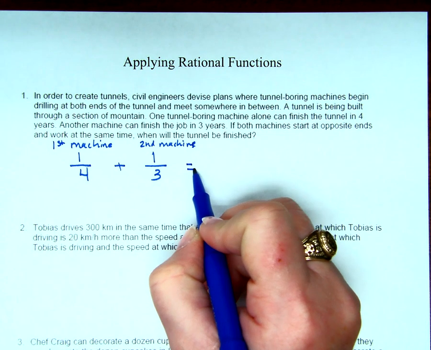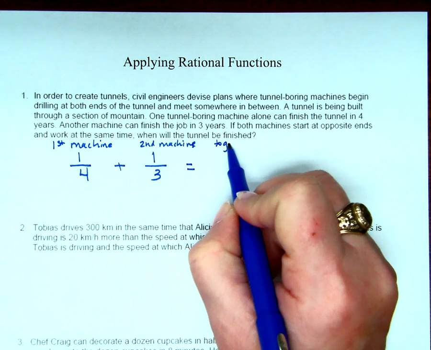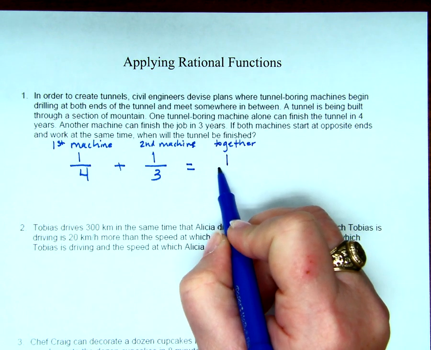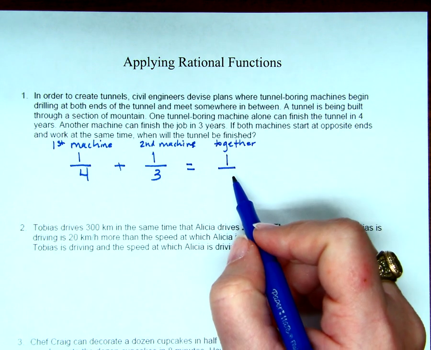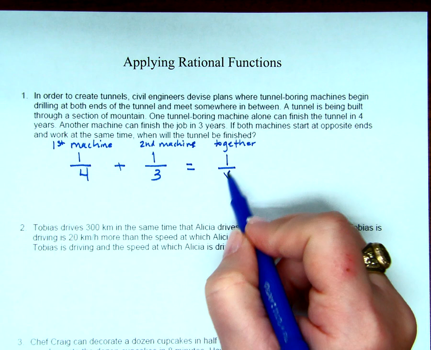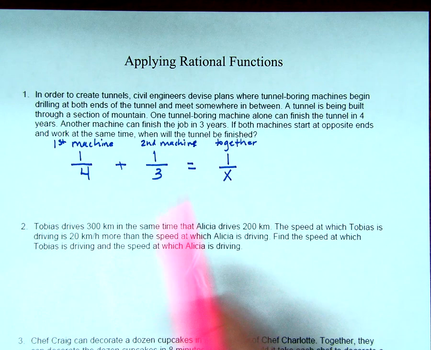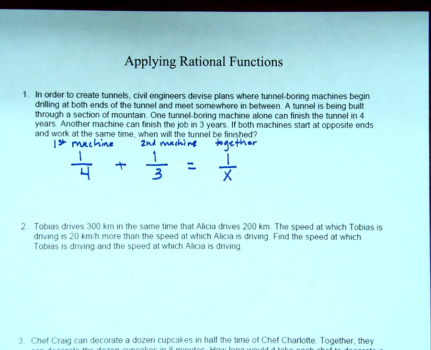What's it going to equal? How many jobs are they doing? One job. How long does it take them together? Well, that's what we're trying to figure out, right? Can I cross-multiply this problem? Not anymore, not since we added that last fraction, right? And plus the equal sign would have to be there.